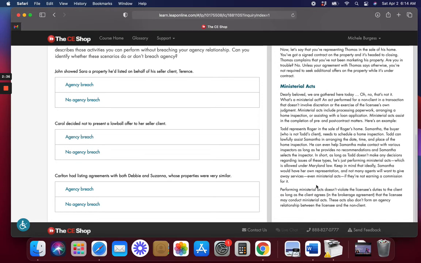Todd represents Roger in the sale of Roger's home. Samantha, the buyer, who is not Todd's client, needs to schedule a home inspection. Todd can lawfully assist Samantha in arranging the date, time, and place of the home inspection. He can even help her make contact with various inspectors, as long as he provides no recommendations and Samantha selects the inspector. And this goes for any of this stuff, by the way. Give them several different options, but do not pick them, and don't play politics here.